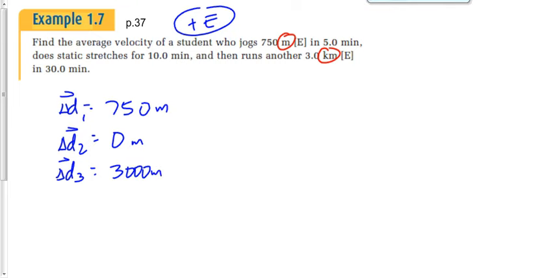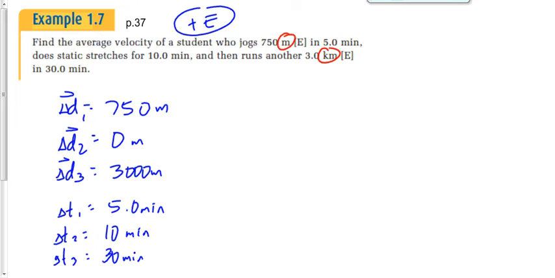Okay, what is delta T1? Time interval 1. 5 minutes. What's delta T2? 10 minutes. And delta T3, 30 minutes. Tyson, the reason that I wanted to put 0 in here, I mean, if I left it off I'd get away with it, right? But the reason is just to be consistent with notation. If I'm saying first interval, second interval, static stretches, third interval, I wanted my subscripts to agree with each other. So I didn't want to call this 3,000 meters because then D2 would go with T3. Does that make sense? It wouldn't be a big deal, but I think it's a little easier for us to follow if we do it that way.